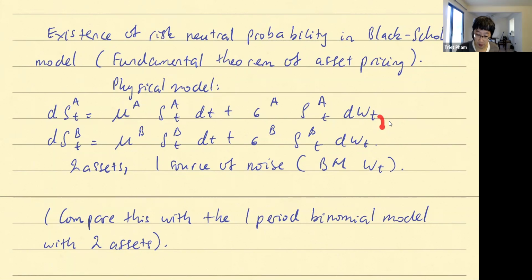But here we're simplifying the model, the story, to demonstrate the mathematical idea. Suppose that there's only one source of noise that drives these two stocks. They're both subject to the same condition, so they are highly correlated, if you will, in this case.